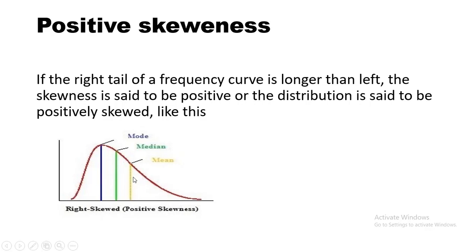The decision about what type of skewness it has is taken by looking at the values of mode and mean. If the value of mean is greater than that of mode, or you can say the mean is the greatest among the three averages, mean, median and mode, then we say that the skewness is right skewed or positively skewed.